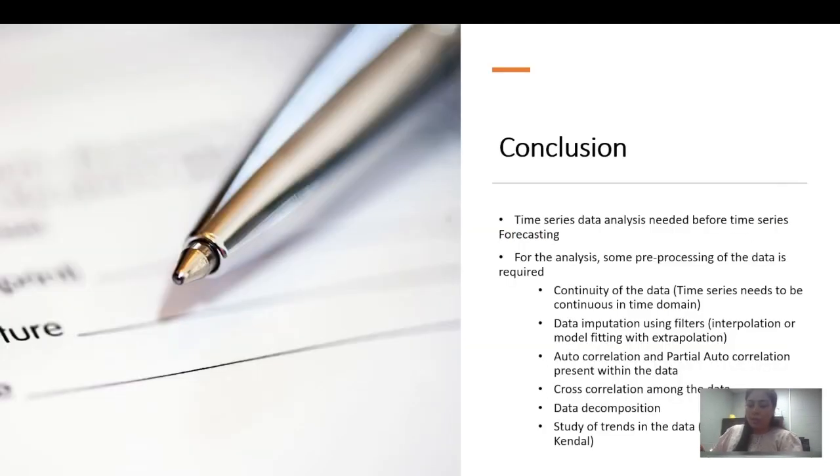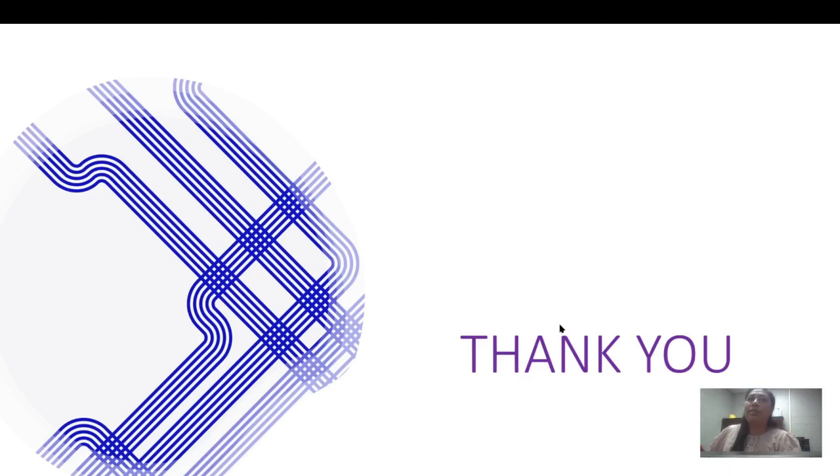So going on to the conclusion, time series data should be pre-processed. That is, you need to have continuity in the data set, then we feed the data for data imputation, then we do the correlation analysis and cross correlation, then we do the trend analysis for the data set. So that is how I did the time series analysis. Thank you.